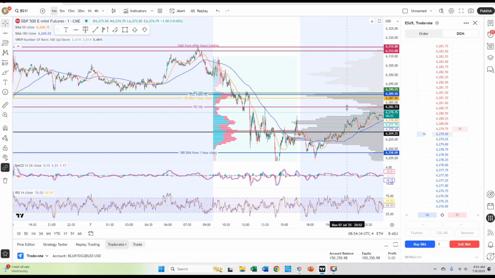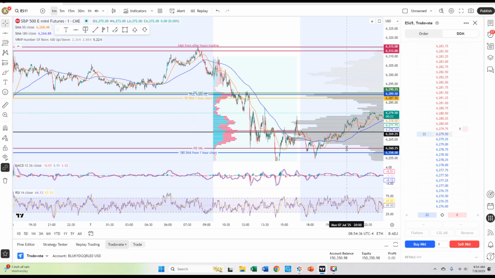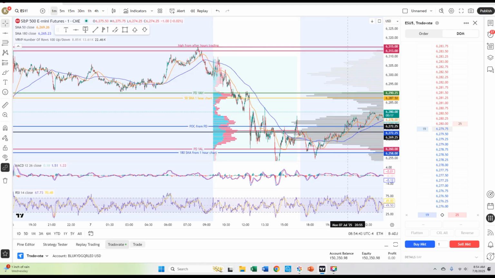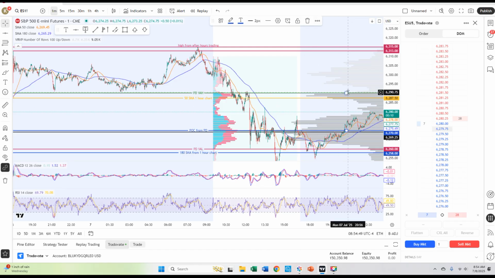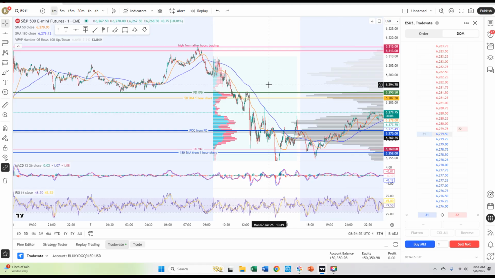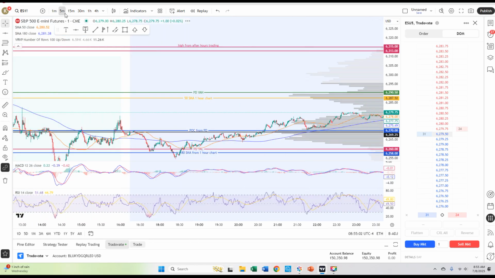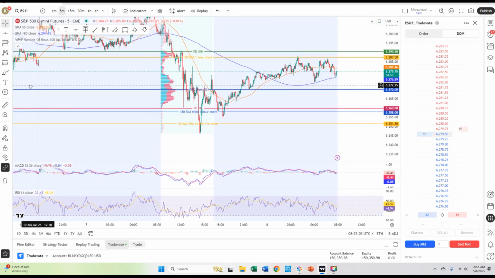All right, so the previous day's value area low is going to be right there. And the previous day's POC is right there. Oh, it's actually the red line. And then the value area high hasn't really changed very much. Actually, it didn't change at all. That's interesting.